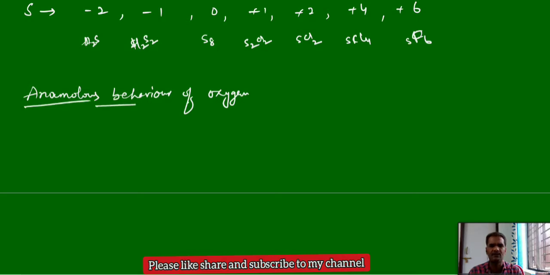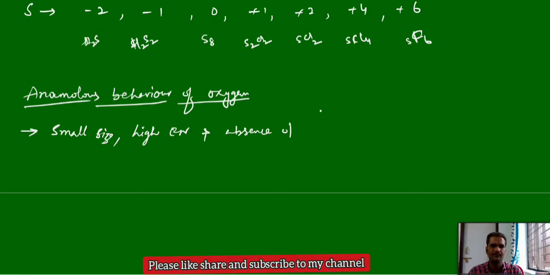Generally, second period elements show some different properties compared to the rest of the group elements, that is the third and higher period elements. Again, the reason is the same as in the 15th group, where nitrogen shows anomalous behavior. Similarly, here oxygen, for the same reason. This is due to the small size, high electronegativity, and absence of vacant d orbitals. So these are the reasons, due to which it can show some anomalous behavior.